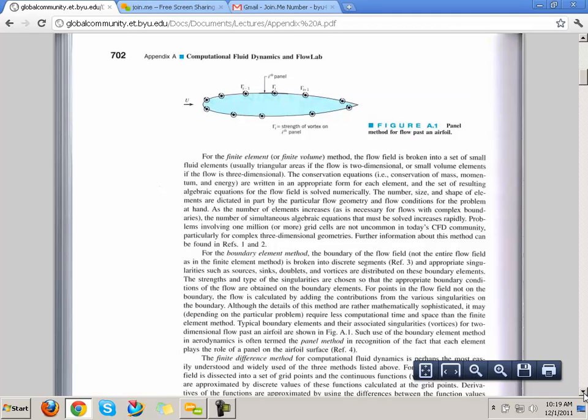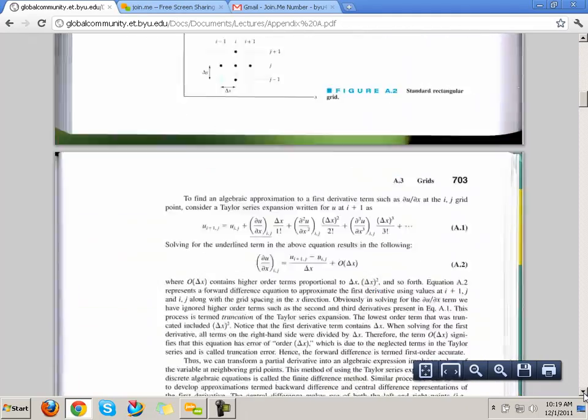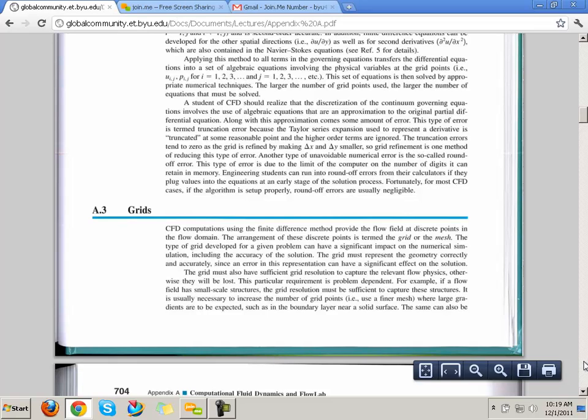Some other methods are the boundary element method, which instead of meshing the entire space, you just mesh the boundary around the object.